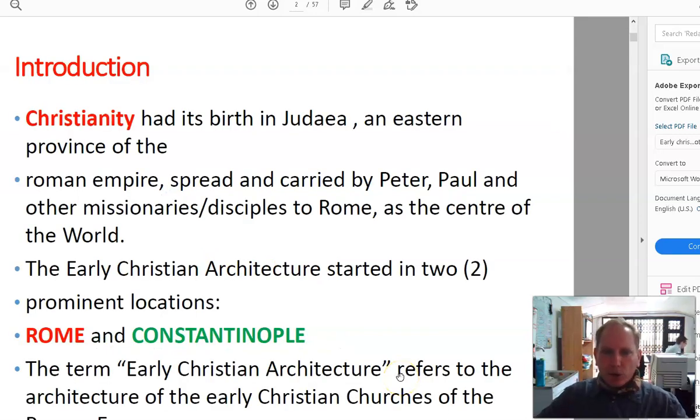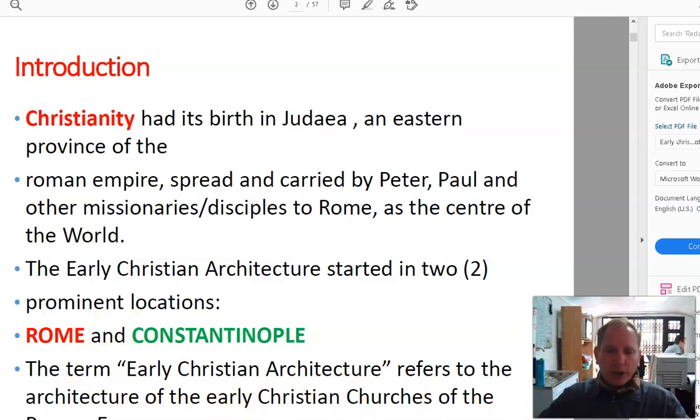Christianity had its birth in Judea. I don't want to go into it too much. The apostles Peter and Paul carried Christianity around the world. Well, what happened was the Jews who became Christians were persecuted, and so they ran away. And by running all over the world, they essentially spread the faith around the place.